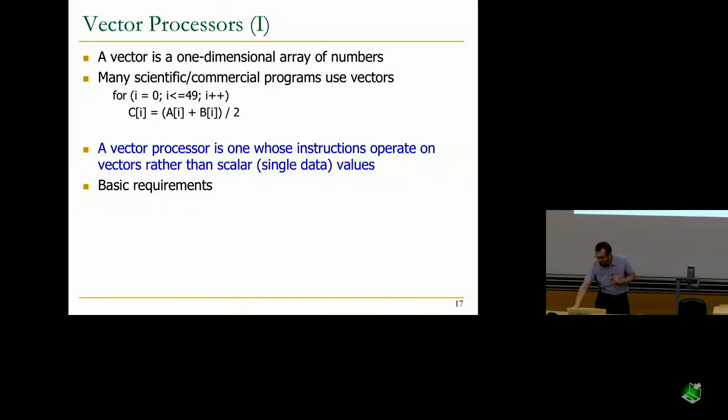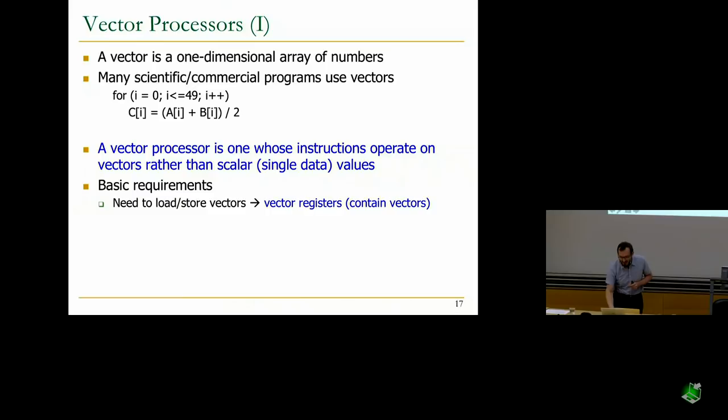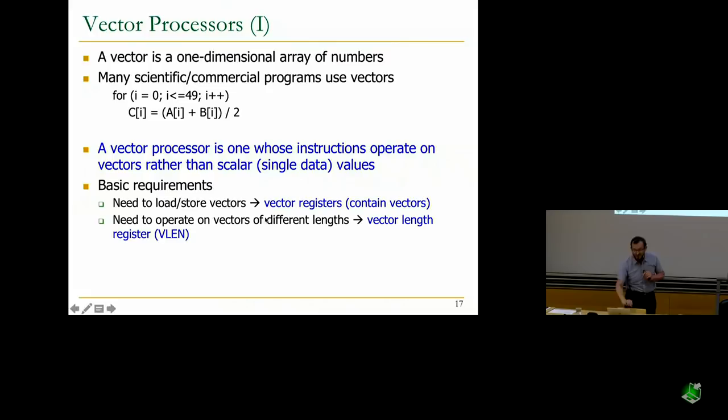Okay, there are basic requirements. You need to load and store vectors from memory. So you need some vector registers that can contain vectors. We don't have scalar registers that contain a single 32-bit value, but we have vector registers that can contain, let's say, 64 32-bit values, element zero all the way to element 63. You need to be able to operate on vectors of different lengths. You need to tell that to the hardware. So you need to have a vector length register that says, at this point, you should be operating on a vector of length 3. It could be 60, it could be 64. The maximum length is the maximum vector length that's provided by the hardware. But you should be able to change that, right? Because you're not always operating on vectors that are of length 64. Sometimes you're operating on vectors that are length 4, depending on what this bound is checking, right?